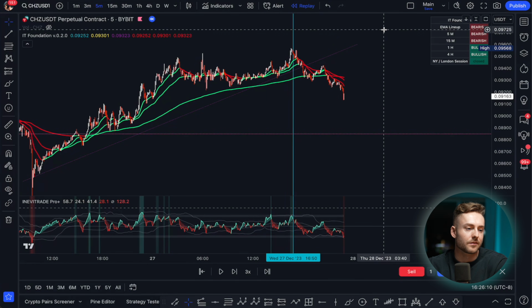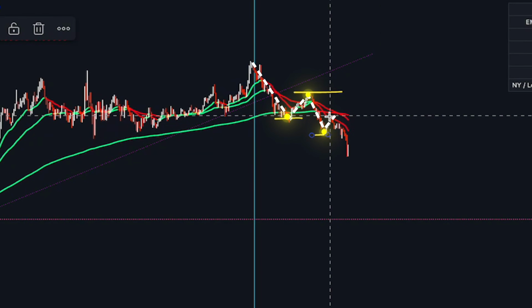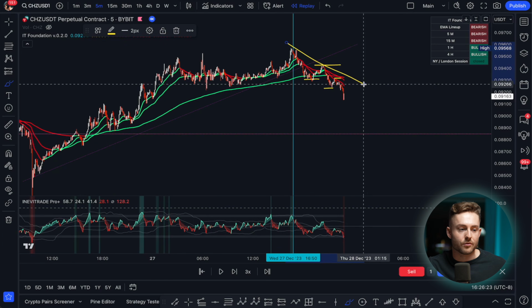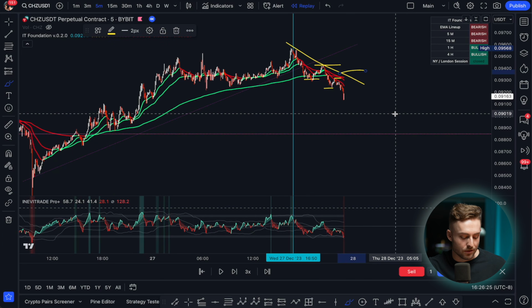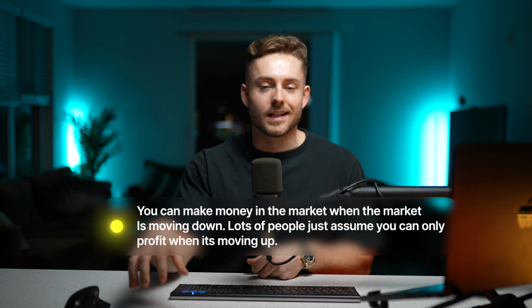We have a break of structure here, and you can see we have a low, a lower high, a lower low, and a lower high here. So now we have a confirmation that this is our new potential downtrend. We're just looking for a region to start to get short into this zone to catch the reversal. A lot of people don't know this: you can make money in the market as it's moving down.